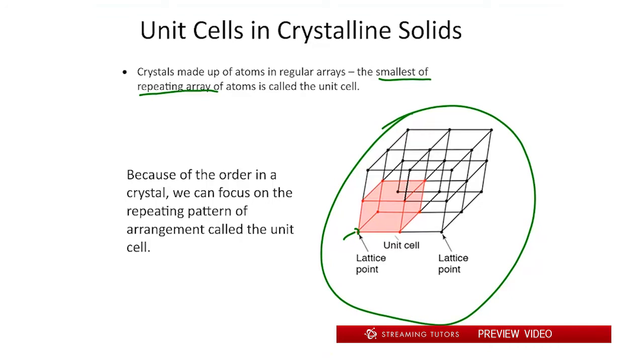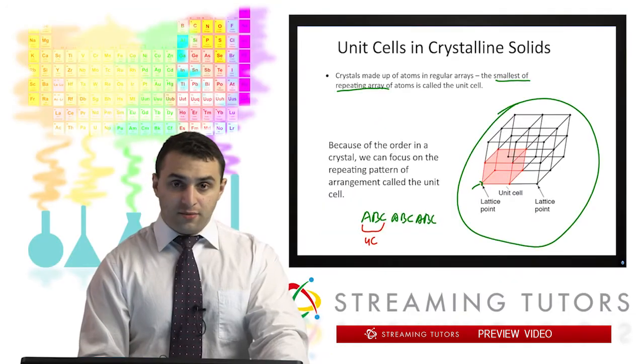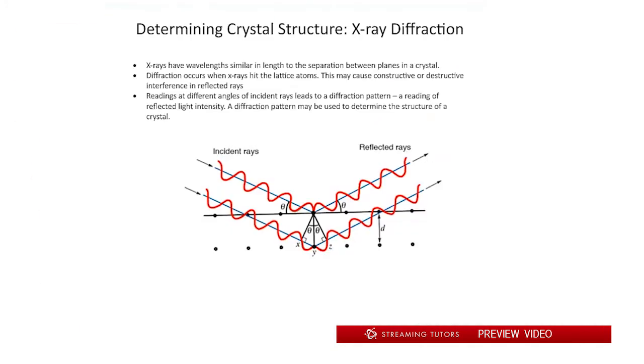It's like, let's say we had ABC, ABC, ABC. Obviously the whole thing is repeating, but we call this first section our unit cell because it's the smallest unit that repeats. In the same way, we define the unit cell. Now, how do we determine the unit cell of a solid? What is the position of the different atoms or molecules or ions?